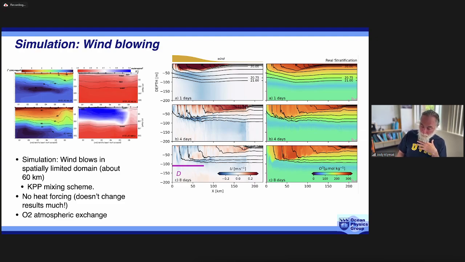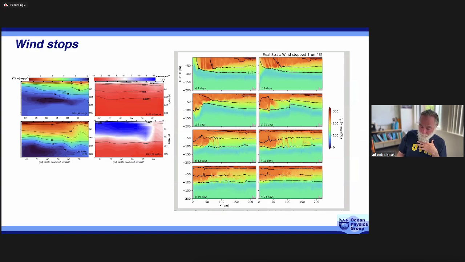If we stop the wind, then the wind has been blowing. Now you stop the wind and you get this seiche that goes through, and you get this water being resubducted. The fresh water comes back on the surface. This water gets resubducted and you end up oxygenating down to about 100 meters or so. As you can see, the spatial scales are not dissimilar either, 50 or 60 kilometers. This gets to be 50 or 60 kilometers where you've reoxygenated.